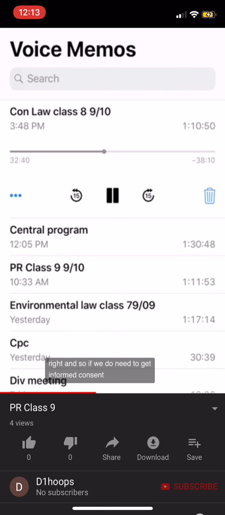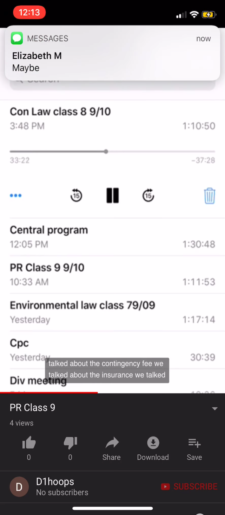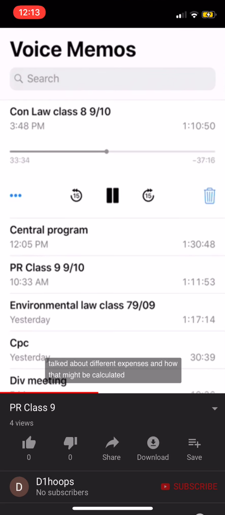And so, if we do need to get informed consent, so that the client is fully informed about the consequences of the joint representation. We talk about the contingency fee, we talk about the insurance, we talk about what happens in the event of a possible conflict, we talk about the possibility of different recovery, we talk about different expenses and how that might be calculated, we talk about sharing confidences as essential to the representation. I also mentioned probably attorney-client privilege and how that is protected as well. So we want to emphasize, in order to get this informed consent, undivided loyalty, confidentiality, attorney-client privilege, and all the ramifications of that representation. So that's fine.